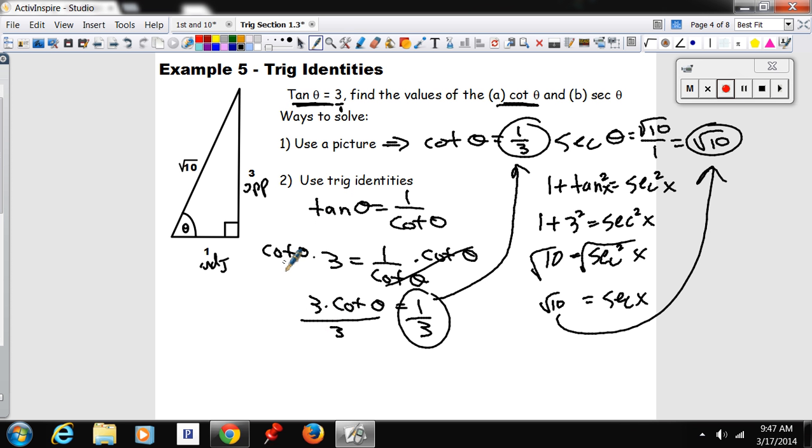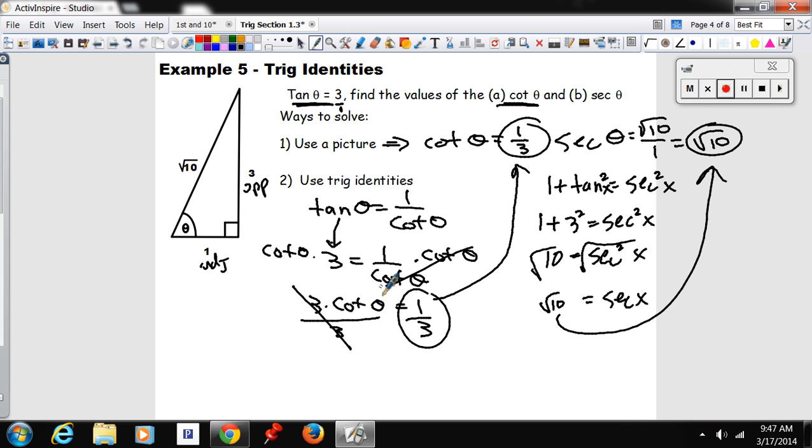Okay, so first I started here. I took out the tangent, I put in a 3. Then I took the cotangent and multiplied it on both sides. So this was cotangent times 3 right here. Then I divided by 3 to cancel those out, and that's why I got my 1/3.